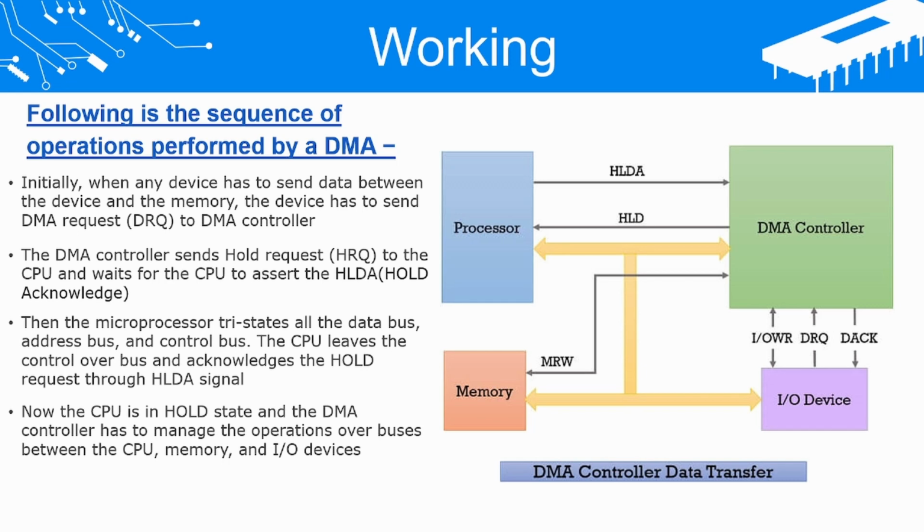Then the microprocessor tri-states the data bus, address bus and control bus. The CPU leaves the control bus and acknowledges the hold request through the HLDA signal. Now the CPU is in hold state and the DMA controller has to manage the operations over the buses between the CPU, memory and input-output devices.